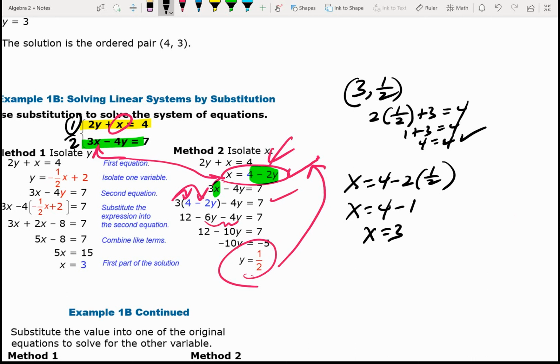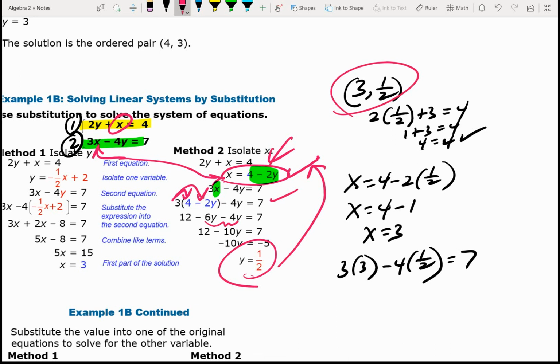And then we need to verify this here. So again, we have x is 3, so I have 3 times 3, because that was my solution, minus 4 times 1/2. And let's see if that equals 7. Again, we're checking this coordinate point, x and y, in equation 2. Well, 3 times 3 is 9, and 1/2 of 4 is 2, and 9 minus 2 does equal 7, so 7 equals 7. That checks out.